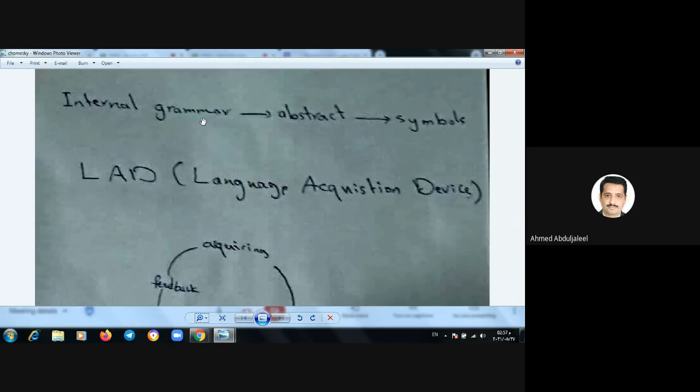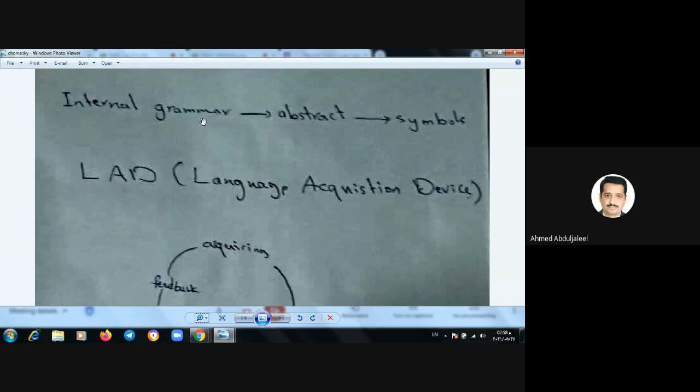I'm going to give you an example before. Yes, sir. Yes, Wahid. You mean when we are speaking, just like a child, for example, when they are speaking, they have internal grammar. Internal grammar. Very good. Why? The ability of containing sentences.